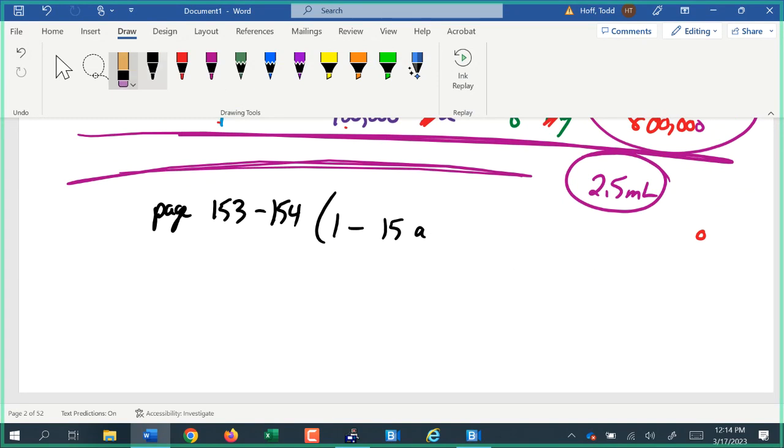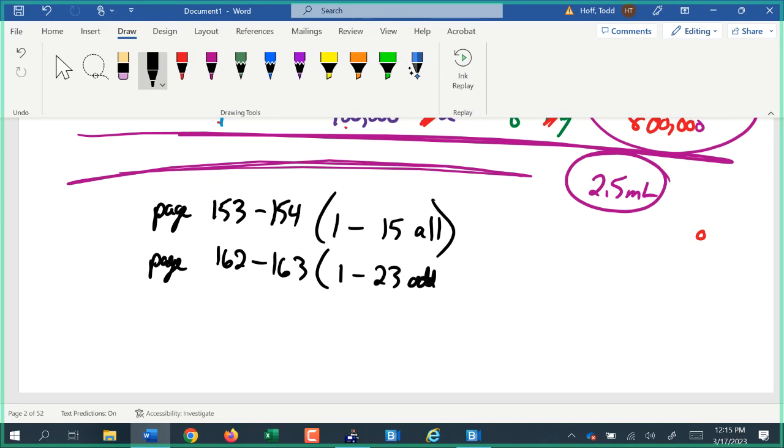That is the medical abbreviation. So again, I'm not going to test you on it, but make sure you go through them so that you know them well enough that when you're reading through the problems, you understand what the problem is saying. And then page 162 through 163, 1 through 23, the odd. This is doing different dosage calculations. Pick a method and stick with it.